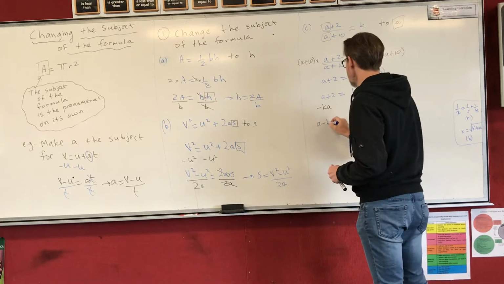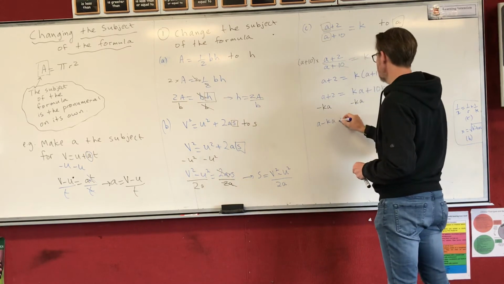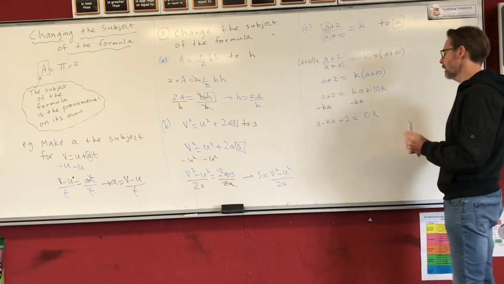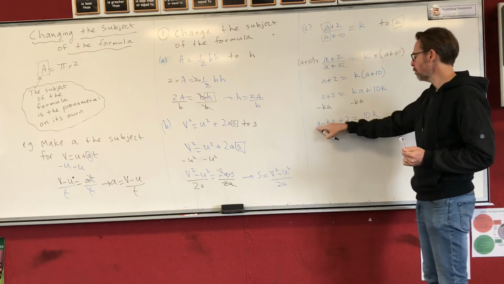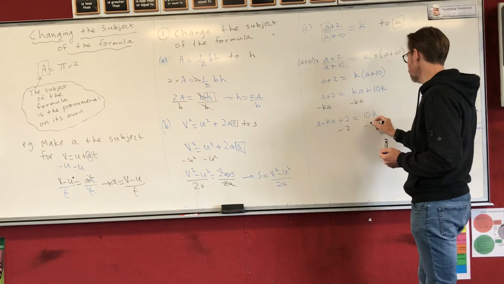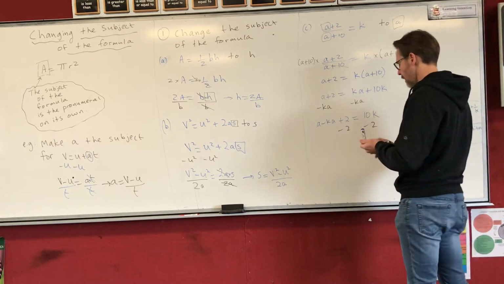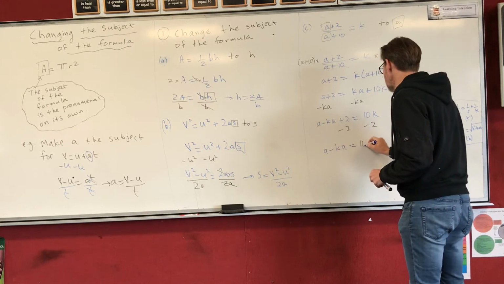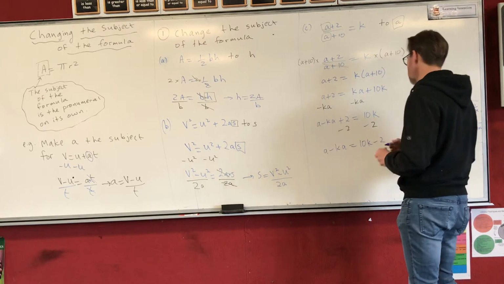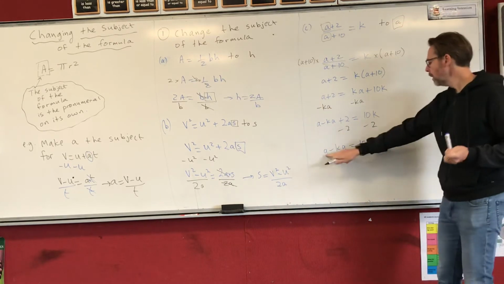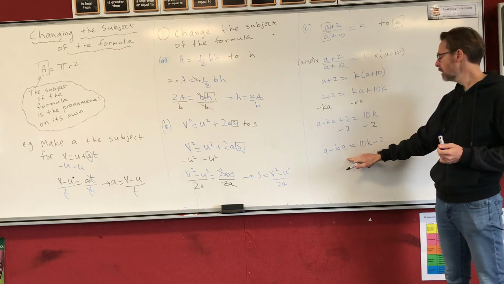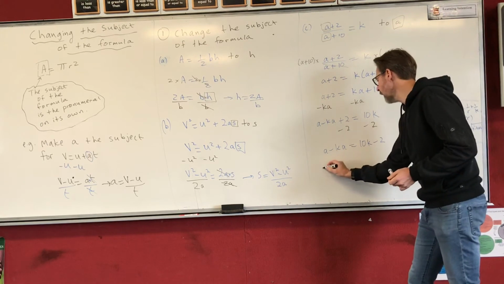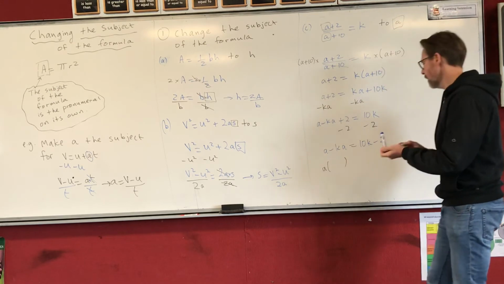That gives you A minus Ka plus 2 is equal to 10K. And I just want to have the A terms on one side, so then I'm going to subtract 2 from both sides. And that gives me A minus Ka is equal to 10K minus 2. Now I've got all the A terms on one side, right? So what I can do is factorise here. So I'm going to take out an A as a common factor.